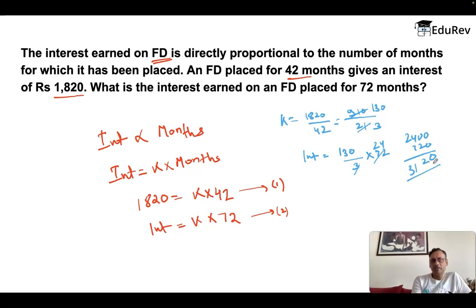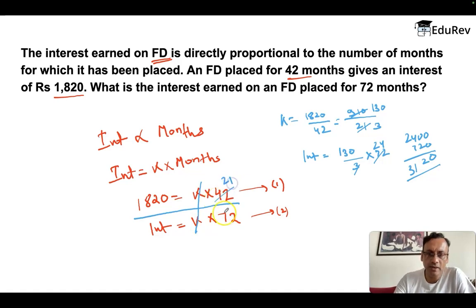So the first method is solving for the constant. You find the value of the constant and then you put it in the second equation and find whatever has been asked. But no one has asked you the value of the constant, so why should I waste my time on that? So the second method of solving it is that you just divide the two equations. I divide the two equations and my constant gets cancelled. Then I simplify whatever I can.